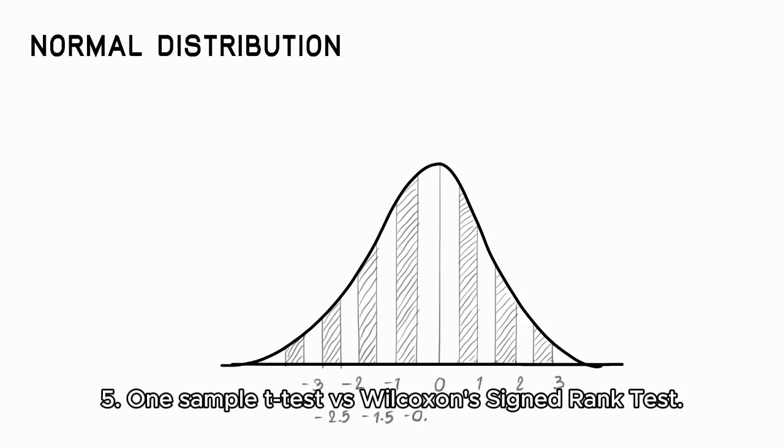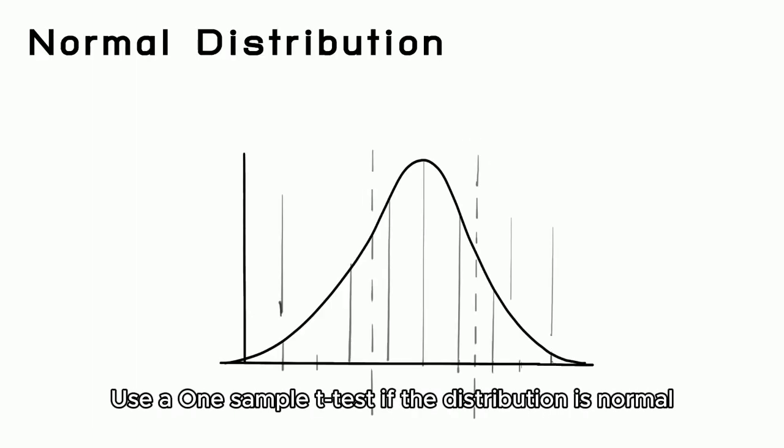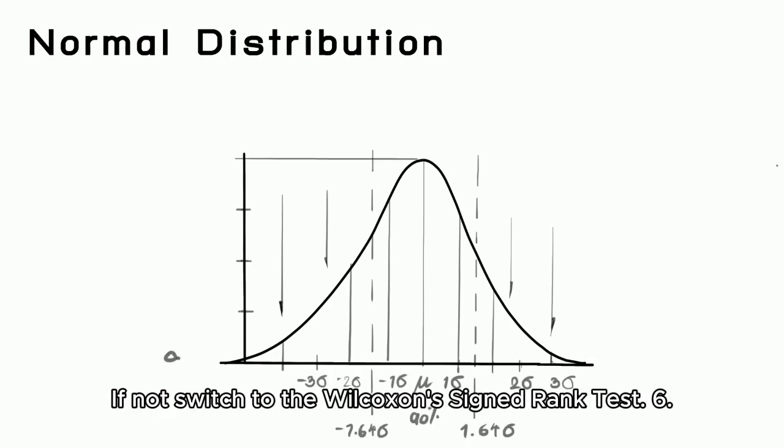5. One-sample t-test versus Wilcoxon signed rank test. Testing a sample mean against a known value. Use a one-sample t-test if the distribution is normal. If not, switch to the Wilcoxon signed rank test.